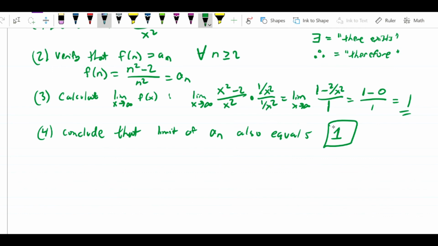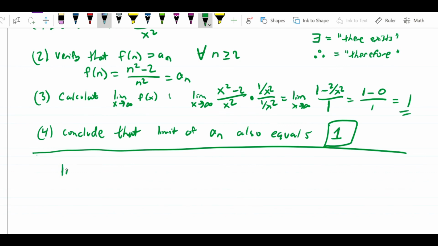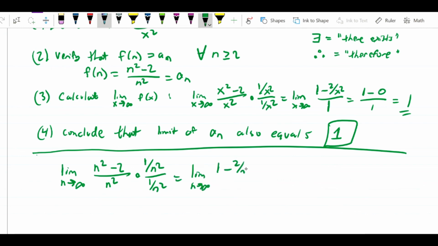So strictly speaking, 3 is not the final step, 4 is. Now, here's the secret. Most people don't do it this way. After you learn that this is the basic framework of how to do the problem, let me show you how most people would do this. Most people would just write the limit as n approaches infinity of n squared minus 2 over n squared. They'd simply calculate it this way, and it becomes the limit as n approaches infinity of 1 minus 2 over n squared, over 1, which is 1 minus 0 over 1, which is 1.